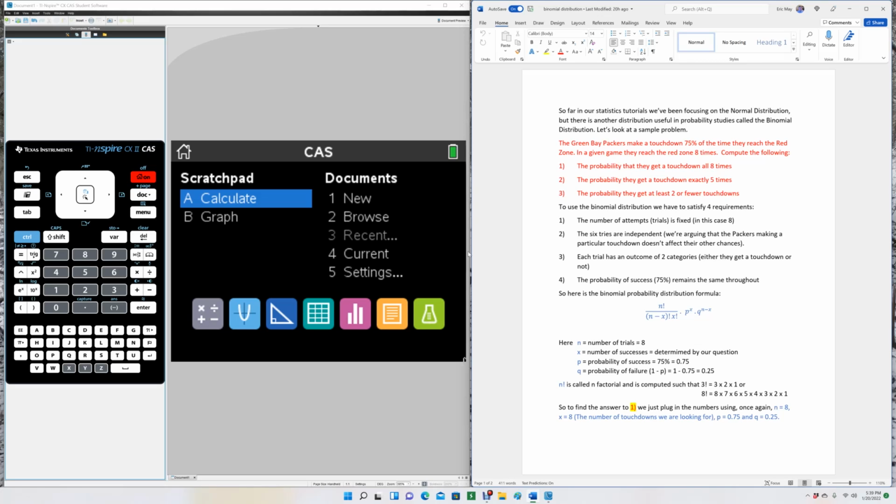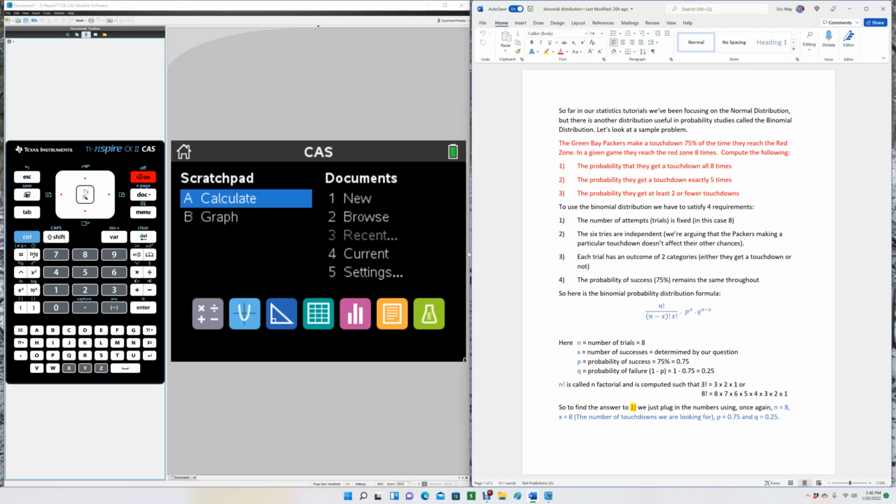To use the binomial distribution, we have to satisfy 4 requirements. First, the number of attempts or trials is fixed, in this case 8. 2. The trials are independent of each other. What we're saying is that the Packers making a particular touchdown doesn't affect their other chances to make a touchdown. 3. Each trial has an outcome of 2 categories, either they get a touchdown or not. And 4. The probability of success, 75%, remains the same throughout.